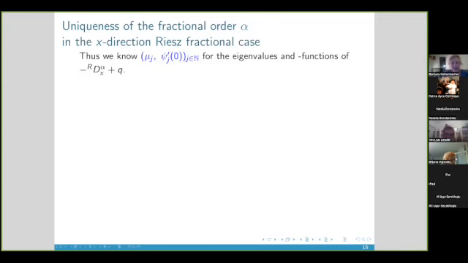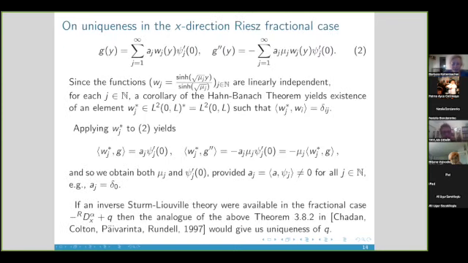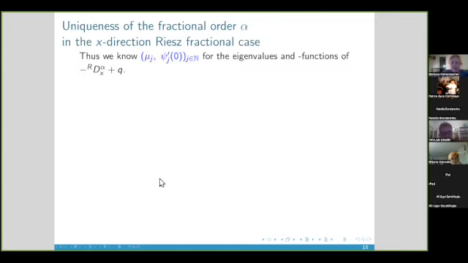Then maybe I can say just one more thing. Well, it's really nice that we have all this spectral information. Unfortunately, we really cannot guarantee that Q is uniquely determined from this, because we don't have this inverse Sturm-Liouville theory. However, there's still one piece of information that we can recover, and that is also of interest, namely this fractional order alpha.